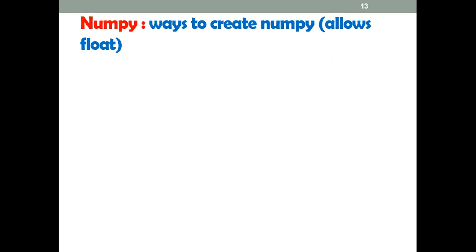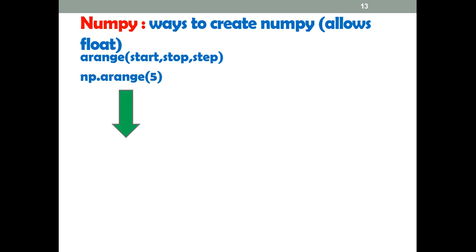Now the ways to create a NumPy array. The first function is arange, which contains 3 parameters: start, stop and step value. So here, np.arange. The NumPy arange method returns an ndarray object containing evenly spaced values within the given range. For integer values, the method is equivalent to Python's inbuilt range function, but returns an ndarray rather than a list. So please remember this.